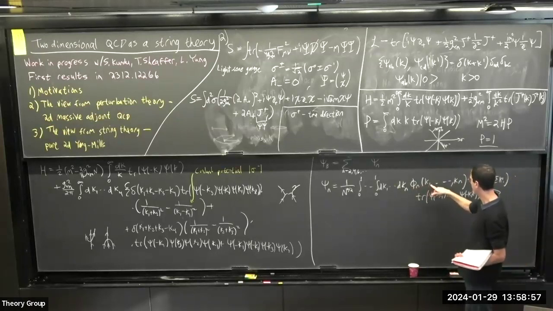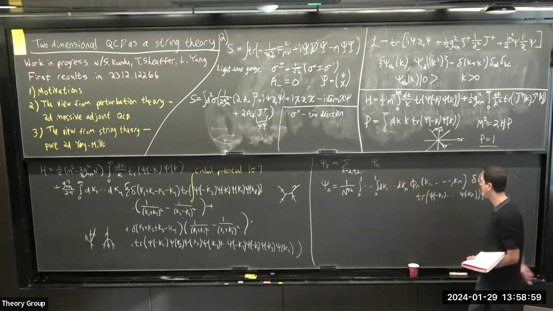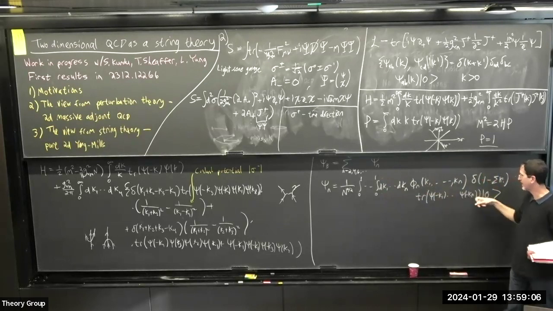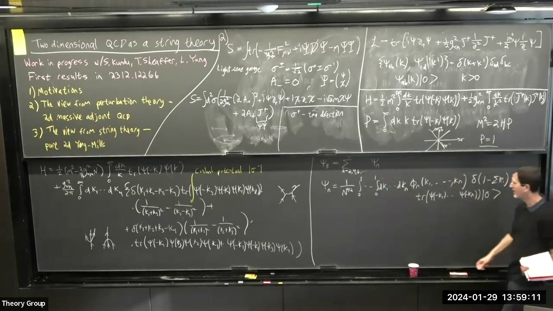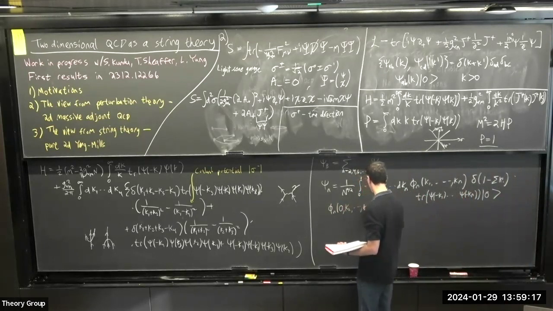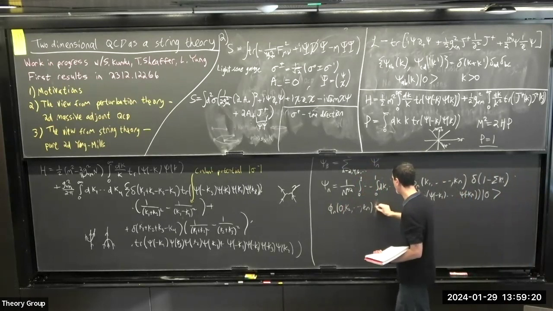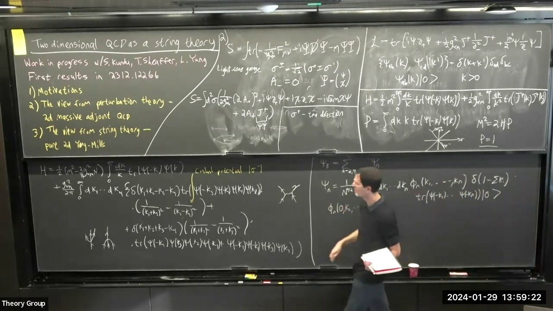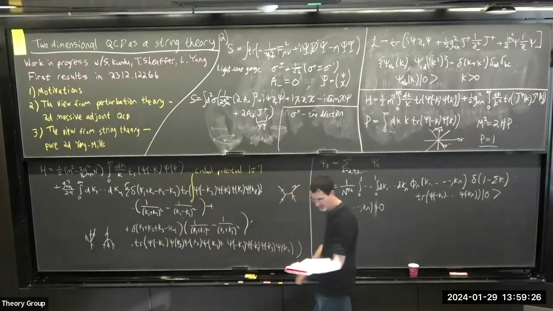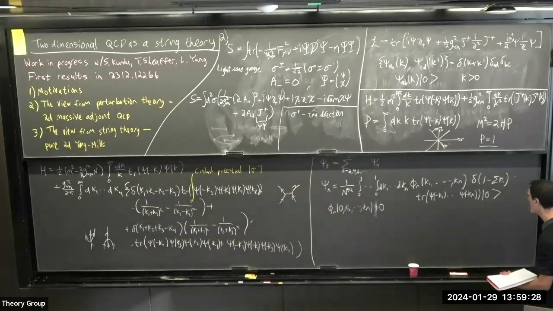So these functions phi n are a priori defined for any k between 0 and 1. They need to be cyclically invariant because this trace is obviously cyclically invariant. So they're cyclically invariant among their n arguments, and they always obey a boundary condition that if we take one of the momenta to 0, then the wave function vanishes. This is sort of obvious because if we take one of the momenta to 0, then it costs us infinite energy because of the form of the kinetic term.